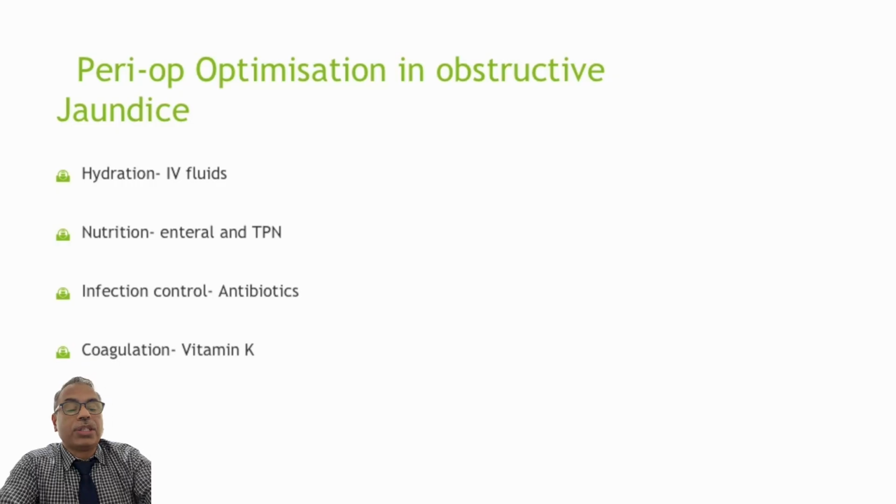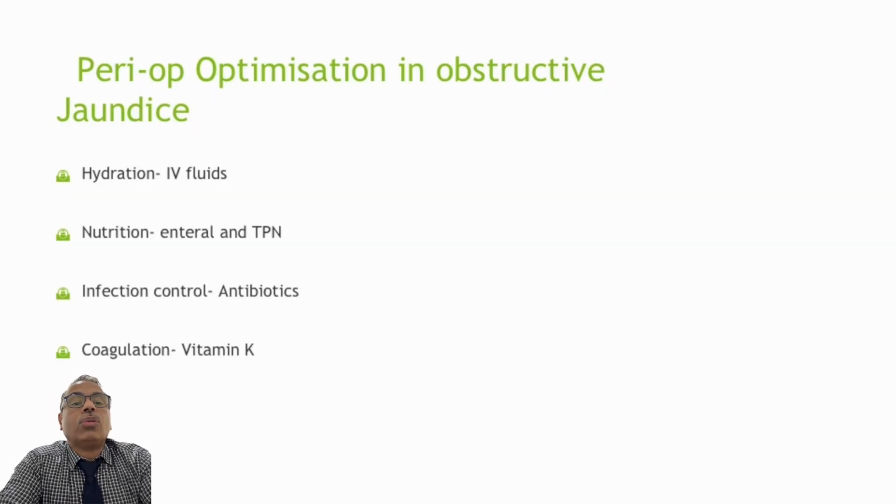Now, the complications to which these patients are prone: they are prone to suprahepatic infections leading to sepsis. They are also prone to acute renal failure, and different coagulopathies leading to bleeding tendencies. They can also have nutritional deficiencies, liver dysfunction, and multi-organ failure.